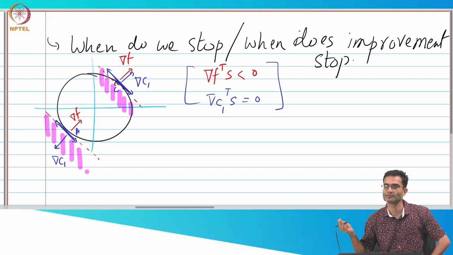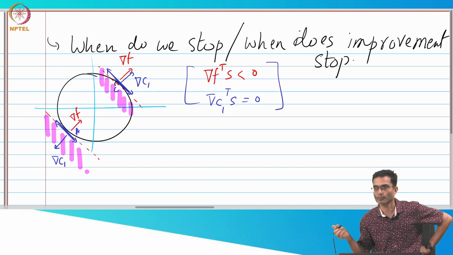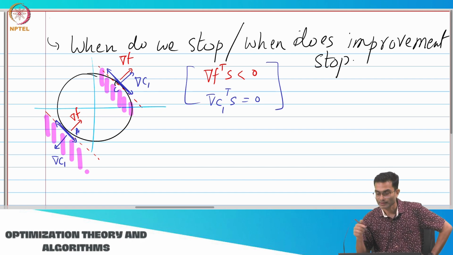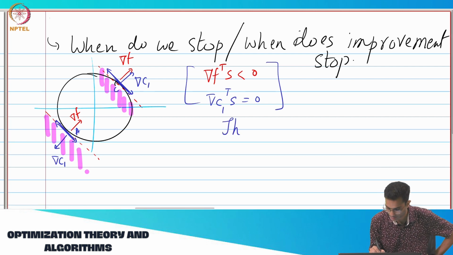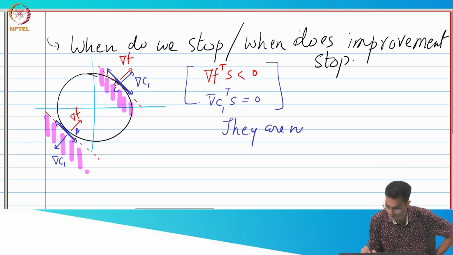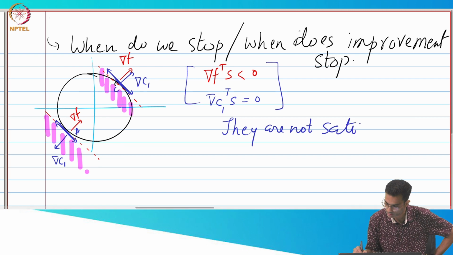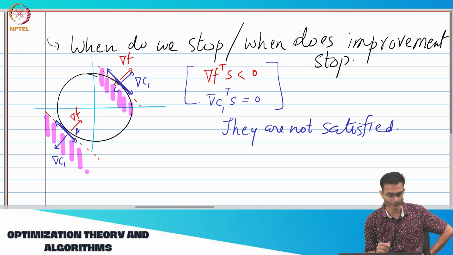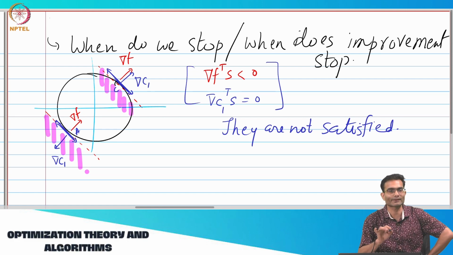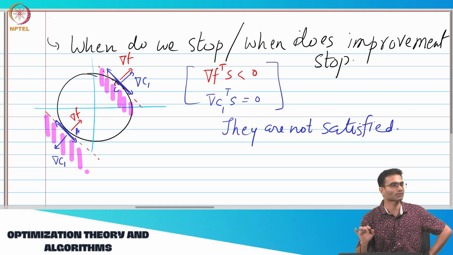Take a guess. Are they being satisfied? No, because it's the strict inequality which is stopping us, right? So they are not satisfied, and that's because of the strictness of the inequality. So, we've basically got a signature for when to stop.